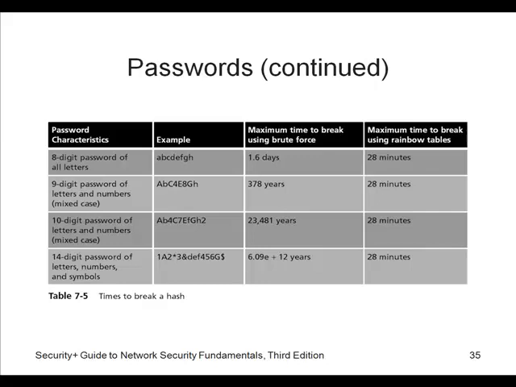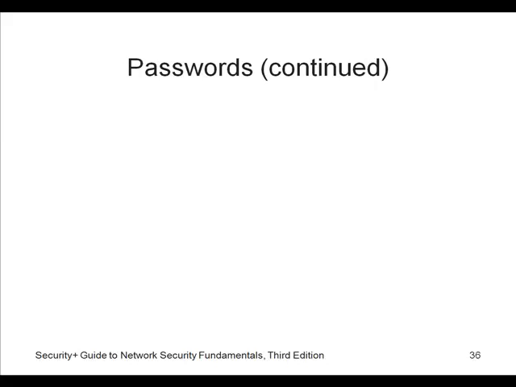Now, these maximum times using brute force are going to depend on the processing power of the computer, how fast it can do these things. And they don't say, and I didn't see in the book, what kind of machine they were basing this on. 10-digit password, 23,000 years. 14-digit password, 6 times 10 to the 12th years. But in any case, rainbow tables, 28 minutes. How do they get these passwords?